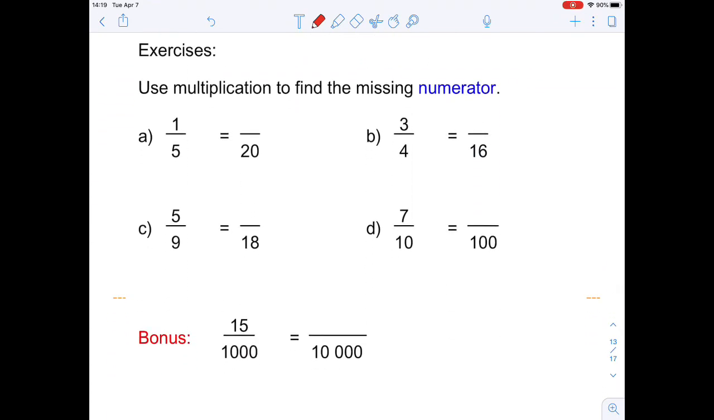So use multiplication to find the missing numerator. When I don't know the numerator, I don't know this missing number up here, but I know that in order to make 5, I have to multiply by 4. And so if I multiplied by 4 for my denominator, I have to multiply by 4 for my numerator. And 1 times 4 is 4. So that's how I make an equivalent fraction. Okay, go ahead, pause the video and try the rest.